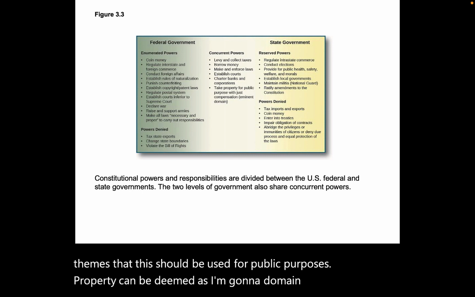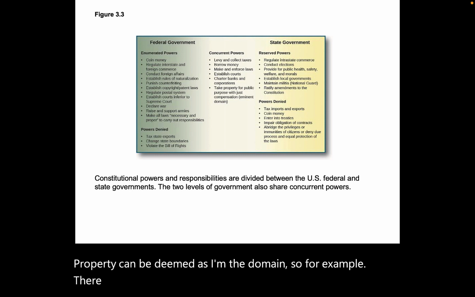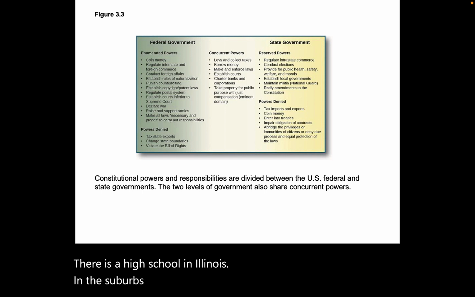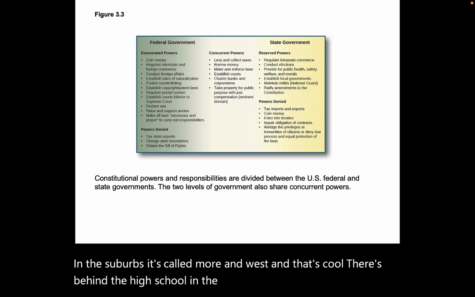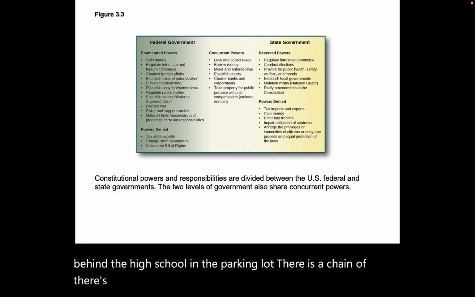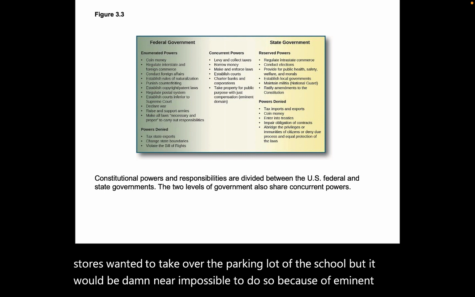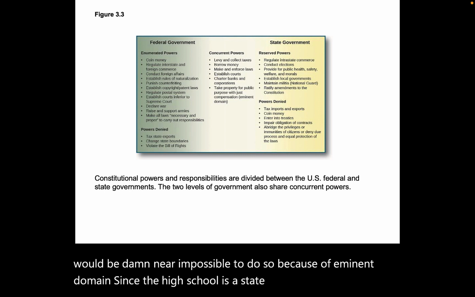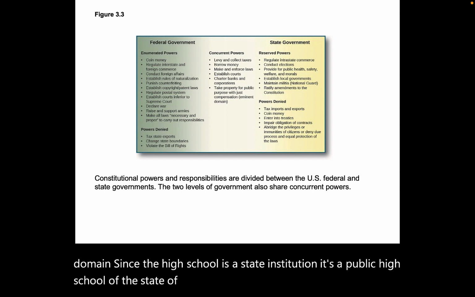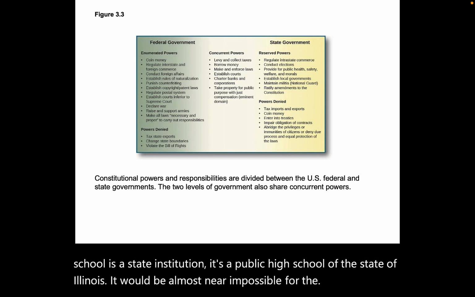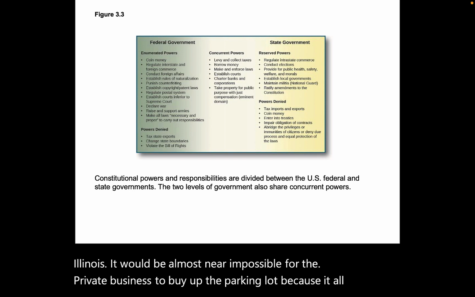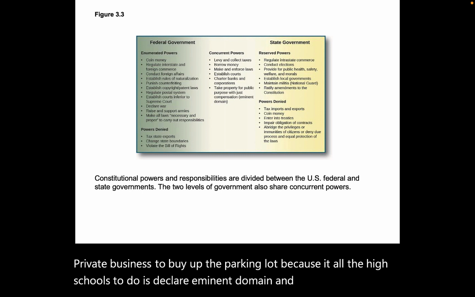For example, there is a high school in the suburbs of Illinois called Morton West. Behind the high school, there is a mall of stores, and one of the major stores wanted to take over the school's parking lot. It would be nearly impossible to do so because of eminent domain. Since the high school is a state institution, a public high school of the state of Illinois, it would be almost impossible for the private business to buy up the parking lot, because all the high school has to do is declare eminent domain.